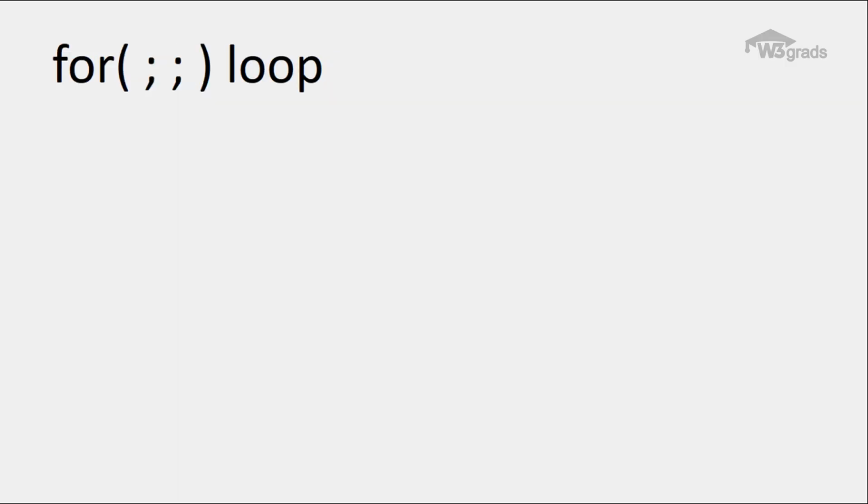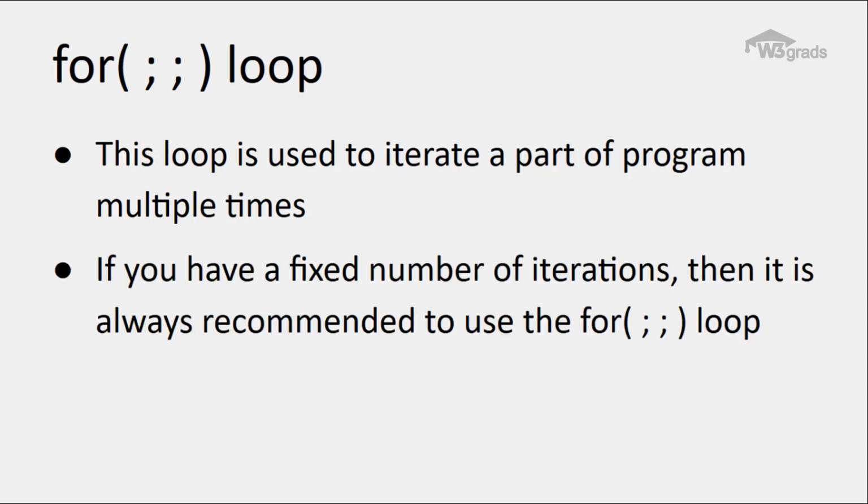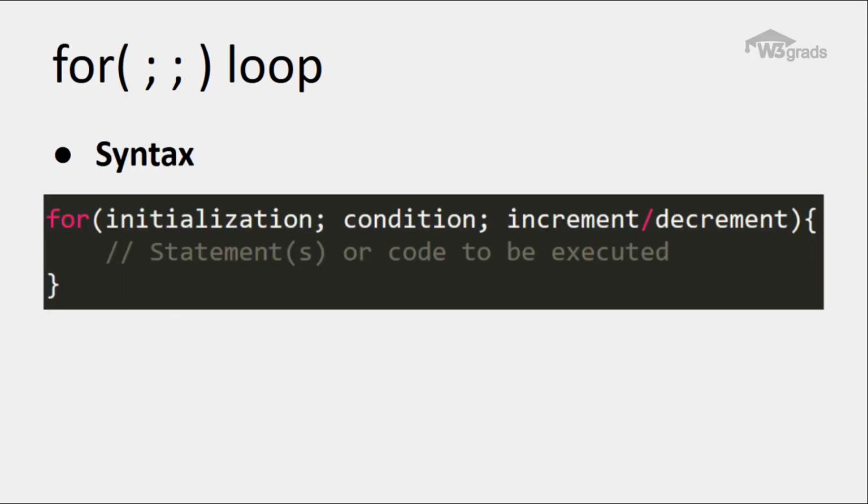The first one is the for loop. This loop is used to iterate a part of the program multiple times. If you have a fixed number of iterations, then it is always recommended to use the for loop. Here is the syntax of the for loop.